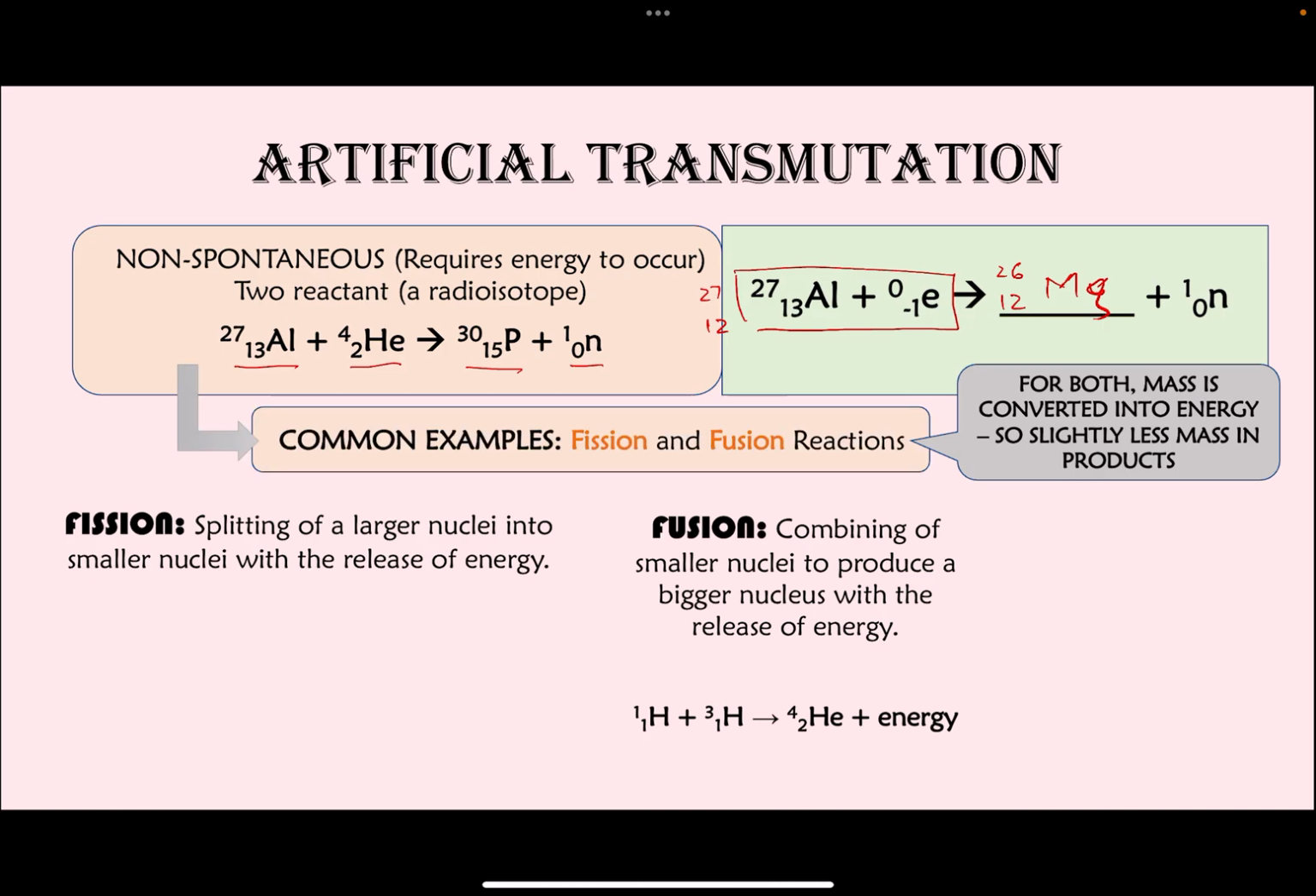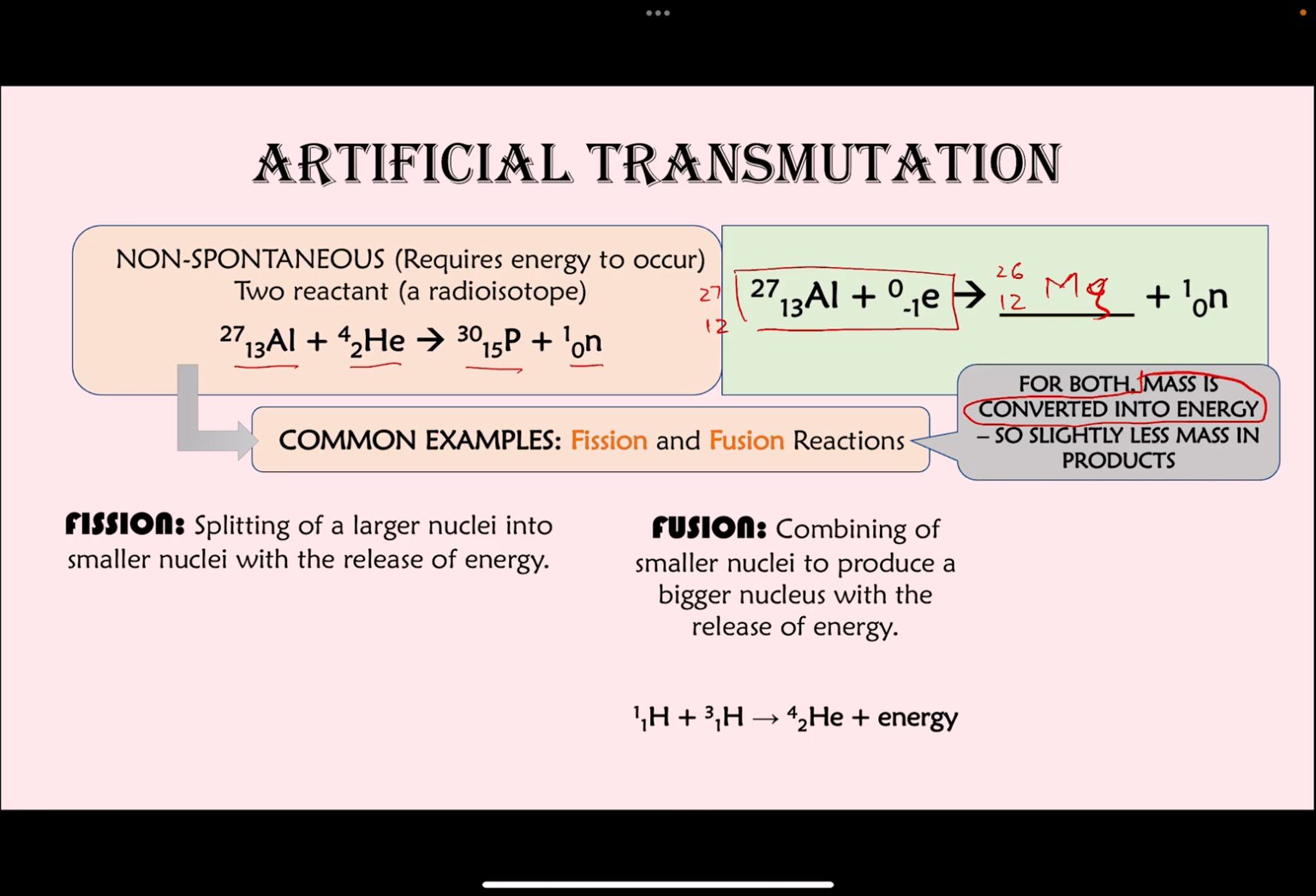Some common examples of artificial transmutation are nuclear fission and nuclear fusion. For both of them, a very, very important thing to remember is that mass is converted into energy. Even though when we do the math the mass turns out to be the same on both sides, just remember that some of the mass of the reactants is converted into energy.